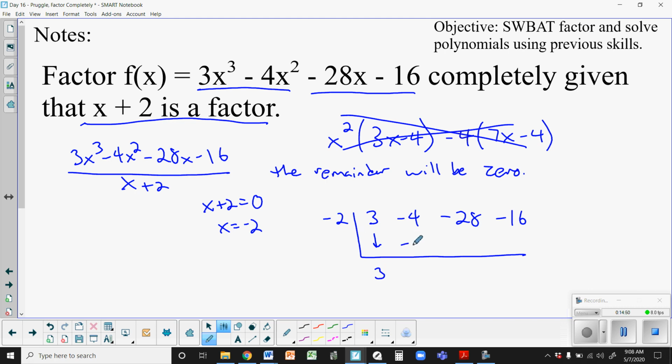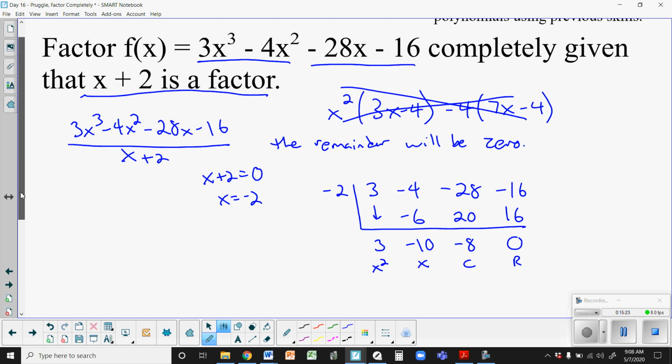-2 times 3. -2 times -10. Negative 28 plus 20, negative 2 times negative 8, and we got a 0. So we already know that the remainder was going to be 0. That means that this is the remainder. This is the constant term, x and x squared. We also know that an x cubed divided by an x gives us an x squared.